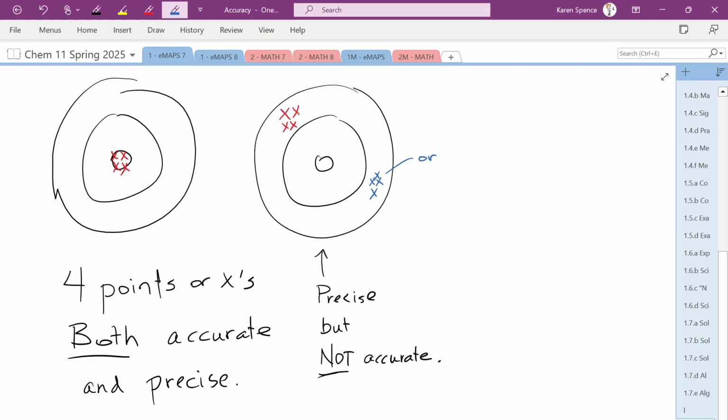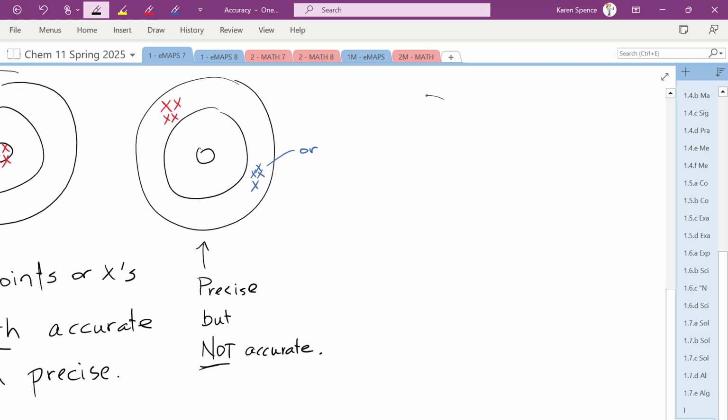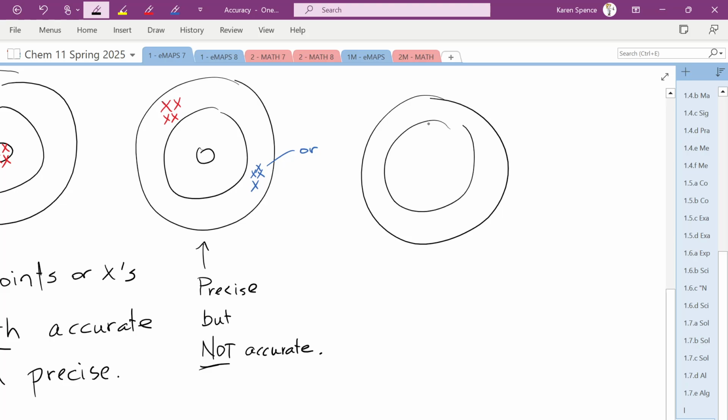Now I'm going to give you the hardest one. I want this one to be neither accurate nor precise. Neither accurate nor precise.